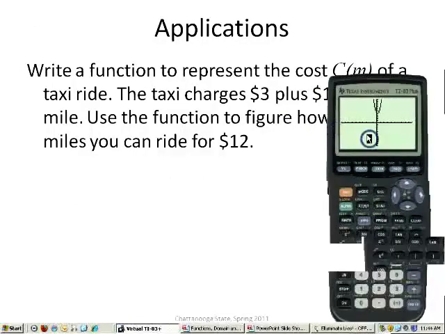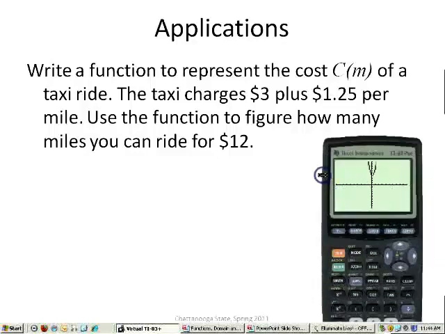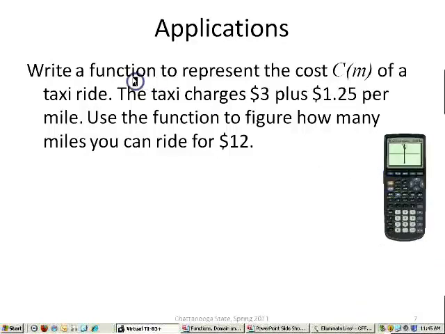Now, here's an application that you can write a function for. Write a function to represent the cost, C of M. C is the name of the function. M is the variable we're going to use in the function, of a taxi ride. The taxi is going to charge $3 plus $1.25 per mile. So first, let's write our function.